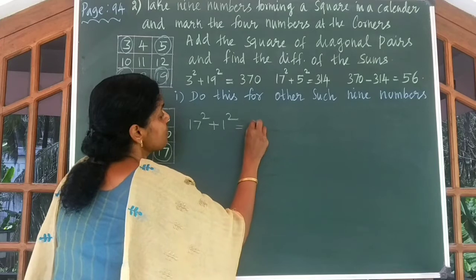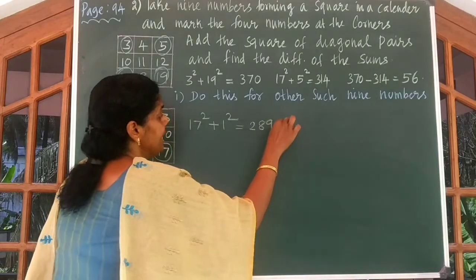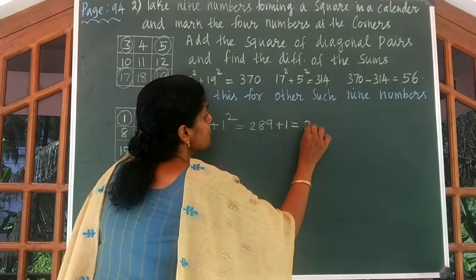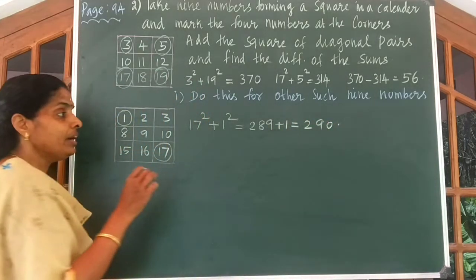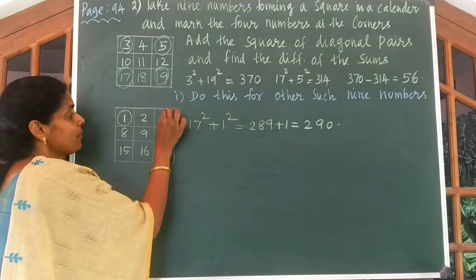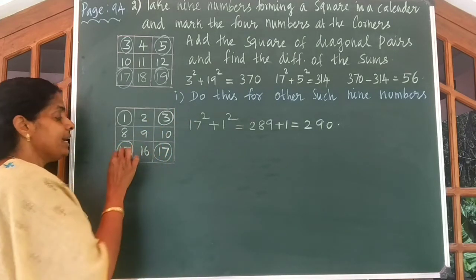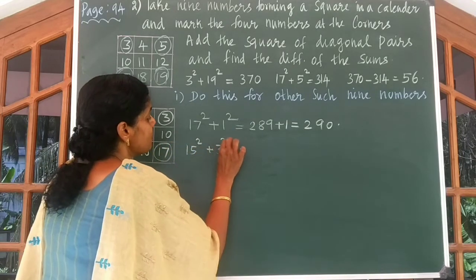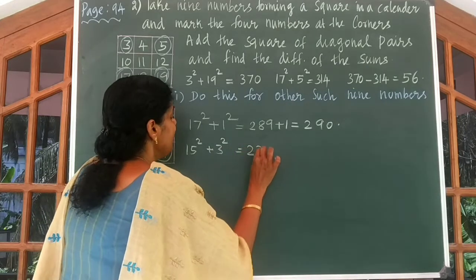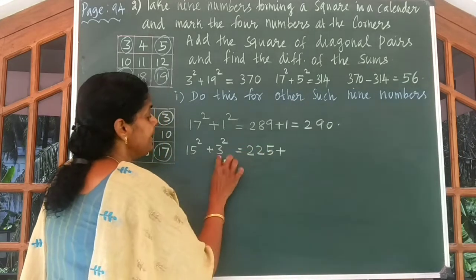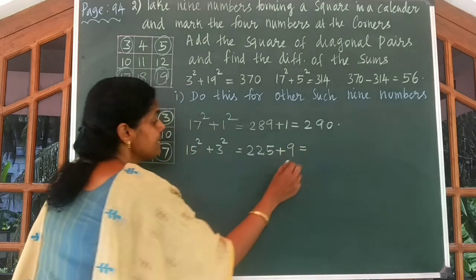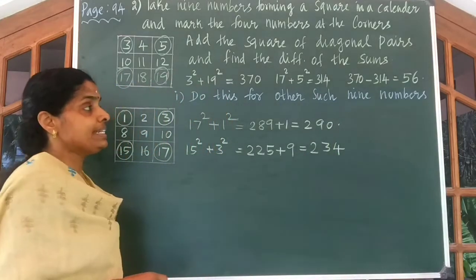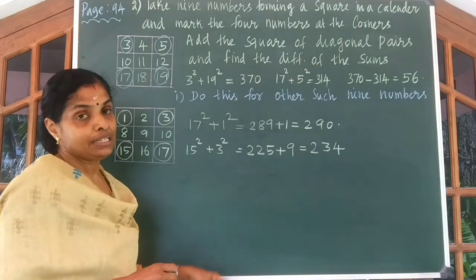17 square gives you 289. 1 square value is 1 itself. So the answer is 290. Now we have to add the square of 3 and the square of 15. So 15 square plus 3 square, which gives you 225 added to 9. So the answer is 234. Now let us find the difference between these two numbers.